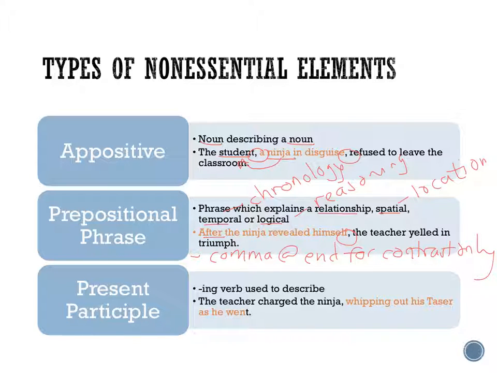Present participle is our third type of non-essential element we will talk about. Present participle is very easy to identify. It's an ing verb used to describe. For example, the teacher charged the ninja, comma, we're going to glue this on, whipping out his taser as he went. So we have an ing verb, whipping out his taser as he went. We're describing what the teacher was doing.